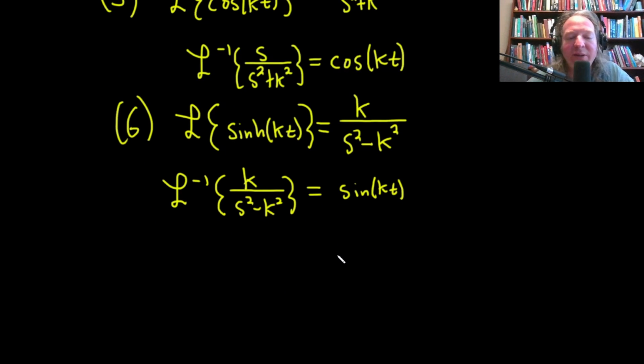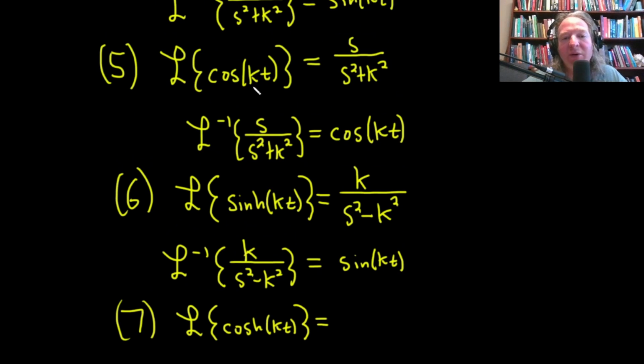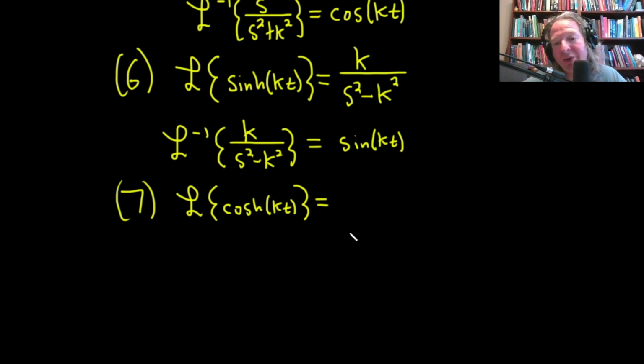And the very last one we're going to look at is the Laplace transform of the cosh of kt. And so this one, remember cosine has the s. Let me just show you up here. Cosine has the s. So cosh also has the s, right?